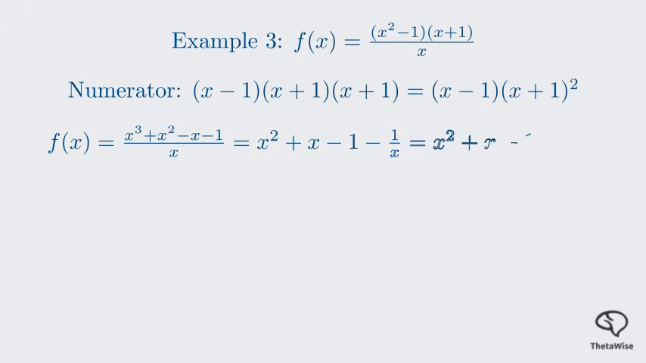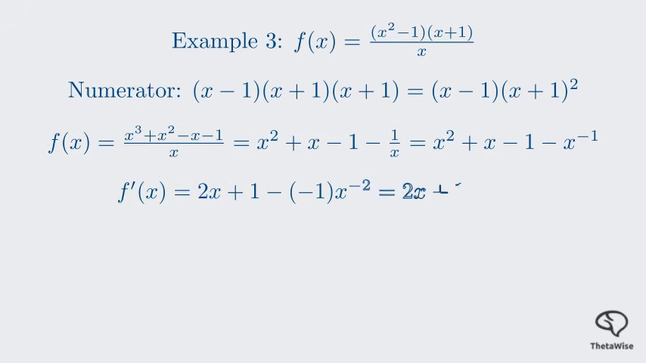Now it's a simple polynomial, and we can apply the power rule to each term. The derivative is 2x plus 1 plus x to the negative 2, much faster than using the quotient rule, which you may or may not remember right now. Always look for ways to simplify before differentiating.